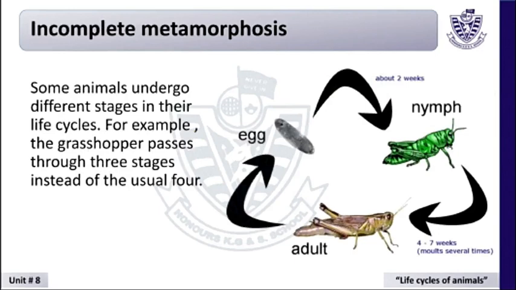Incomplete metamorphosis. Some animals undergo different stages in their life cycles. For example, the grasshopper passes through 3 stages instead of the usual 4: the egg, the nymph, and adult. This is called incomplete metamorphosis because it does not have the 4th life stage. Dragonflies, termites, maggots, cockroaches are some examples of animals which pass through incomplete metamorphosis.